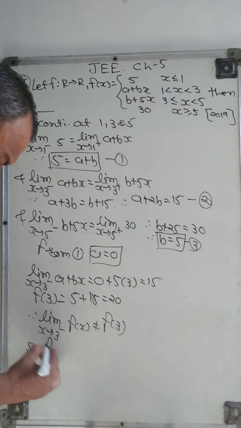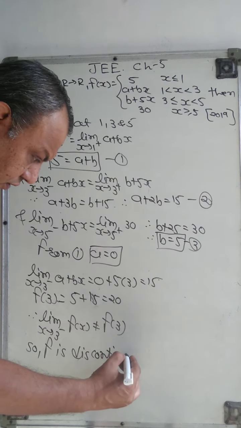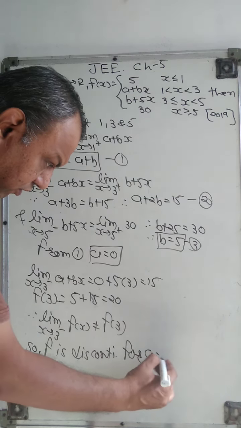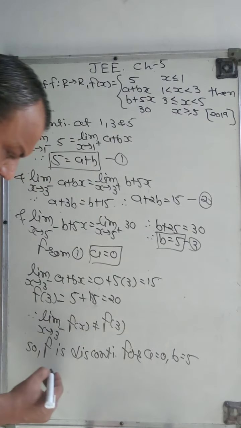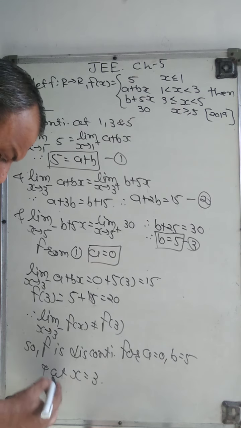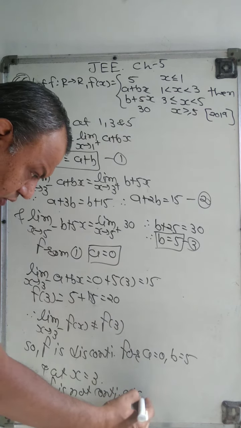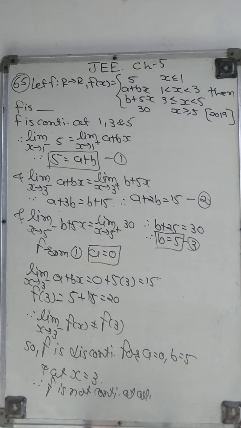So f is discontinuous for a equal to 0, b equal to 5 and at x equal to 3. And therefore f is not continuous at all, right? So here f is not continuous for any value of a and b. So this way we can find our answer. Okay, now we go for the next one.